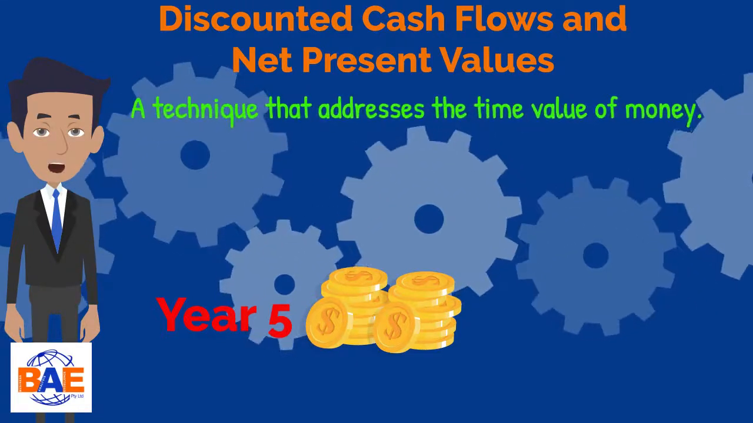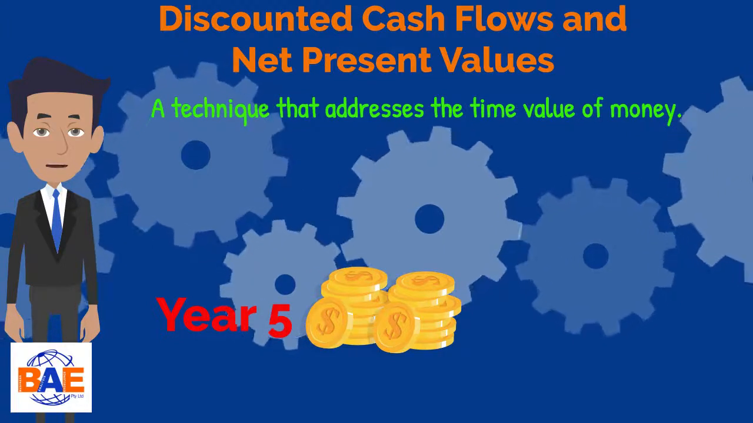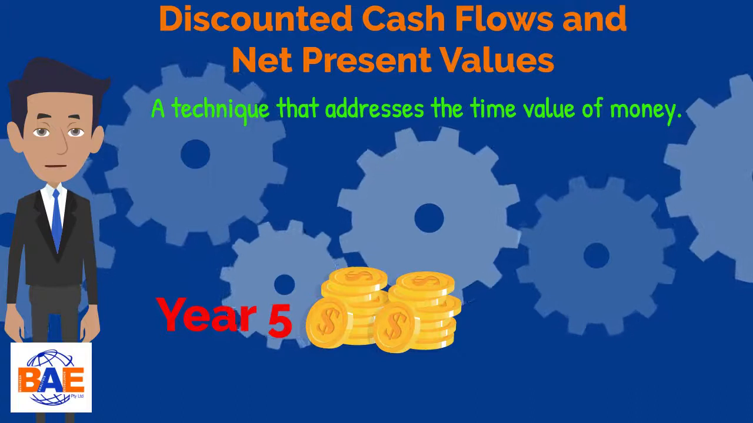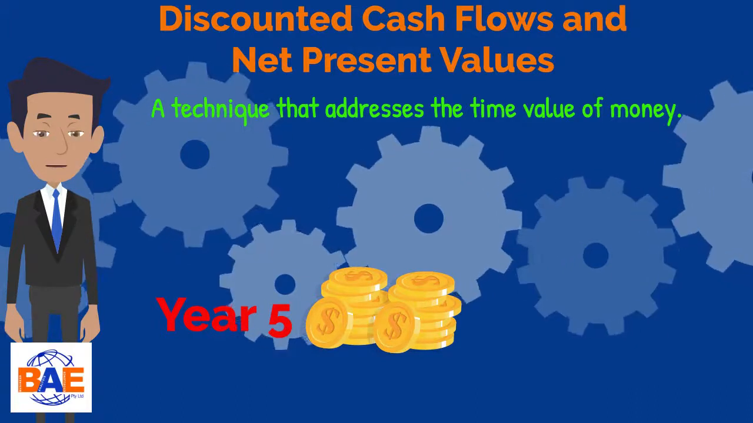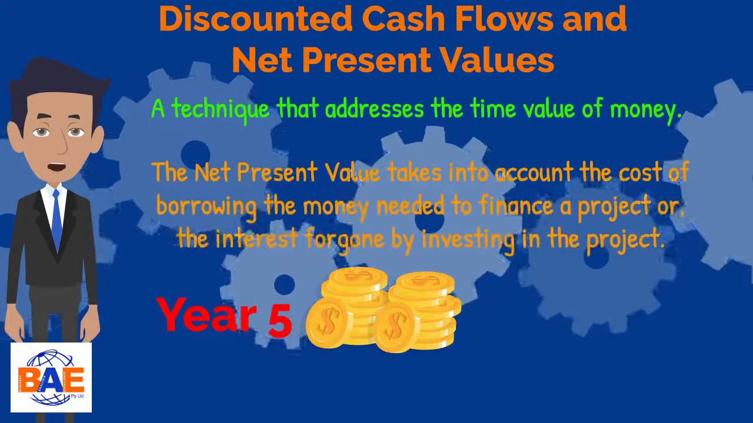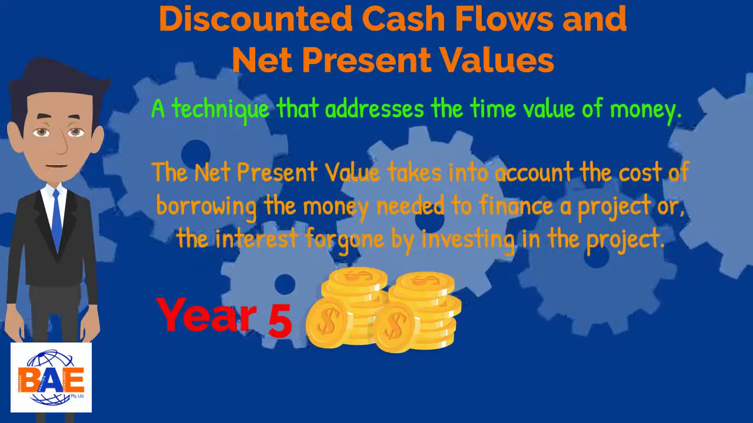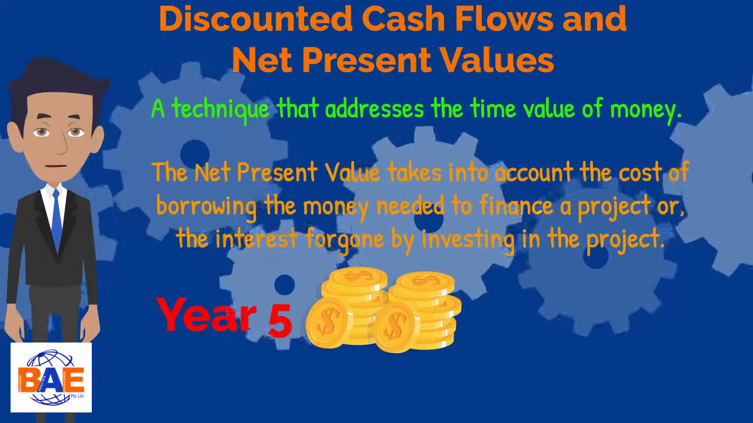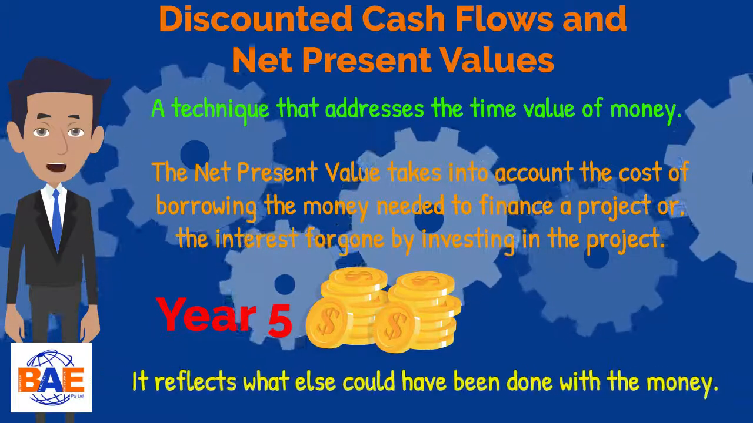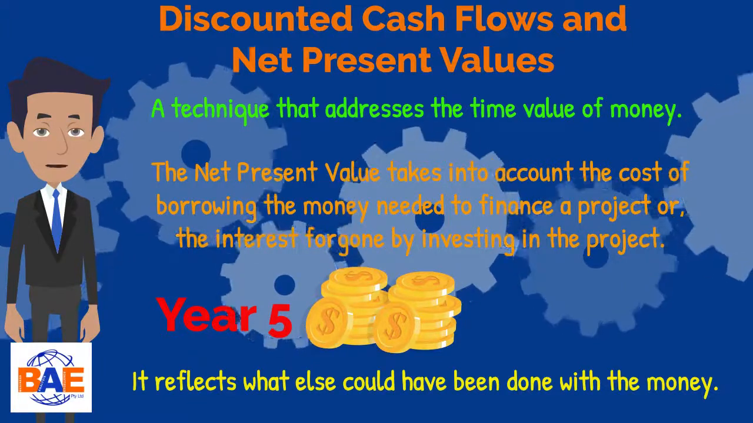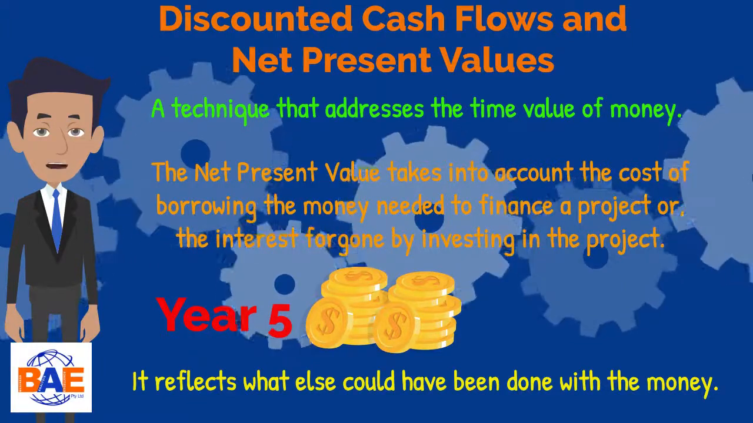A technique that addresses the time value of money is discounted cash flow, or DCF, and this produces a net present value, NPV, for the project. The net present value takes into account the cost of borrowing the money needed to finance a project, or, alternatively, the interest foregone by investing in the project. In other words, it reflects what else could have been done with the money. I recommend you look at your student notes for a good practical example where the DCF and NPV methods are applied and compared.